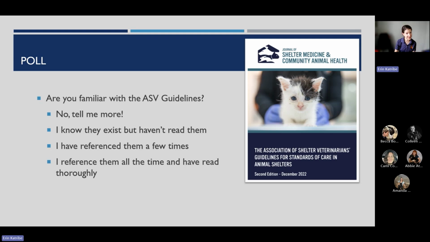I ask all of you out there, and if you're on, want to answer in the chat, are you familiar with the ASV guidelines? No, tell me more. Maybe they exist, but you haven't read them. Maybe you reference them a handful of times, or this is me, I reference them all the time and have read them very, very, very thoroughly. And so I would say, if you haven't looked at them, I showed you the schematics on housing, but if you haven't looked at them, that's your homework. Take a look at them, start to flip through.